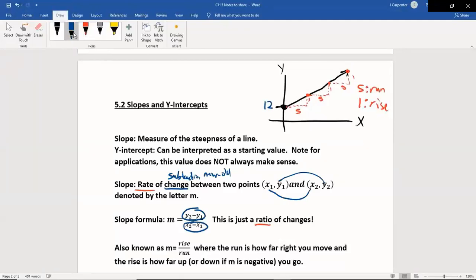A lot of people like to say, oh man, the slope formula, that's a pain to memorize because it's got these little numbers in there, it's a fraction, it's subtractions. What order do I do things? Do I do the x's on top, the y's on top? I don't know.